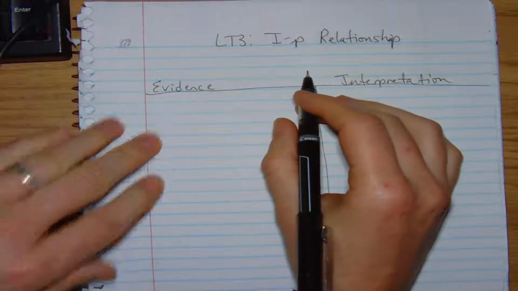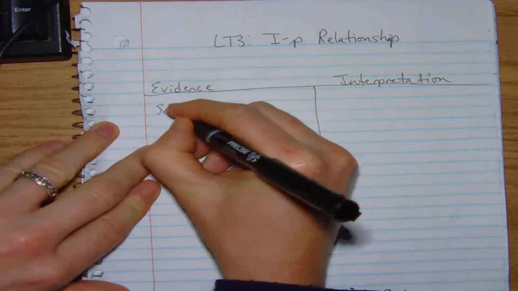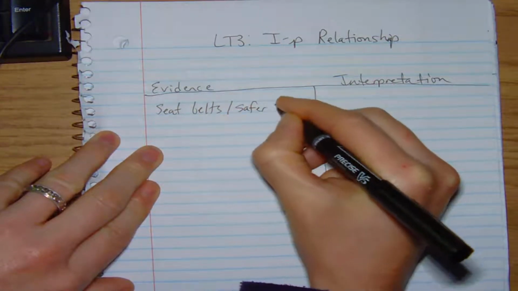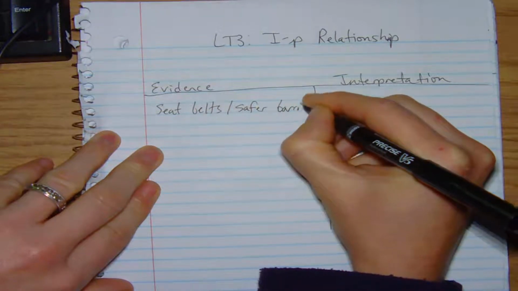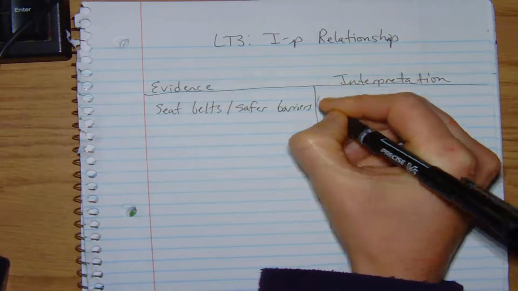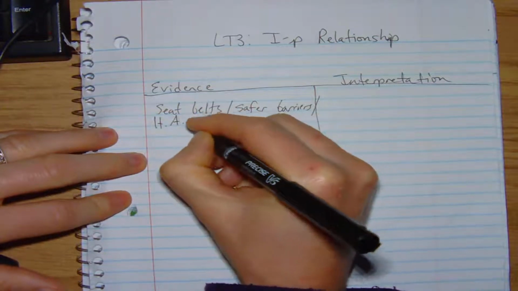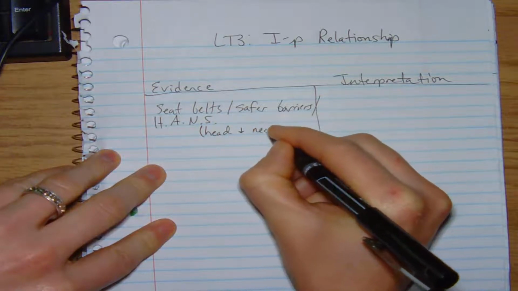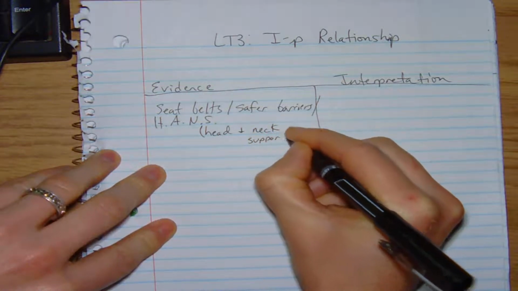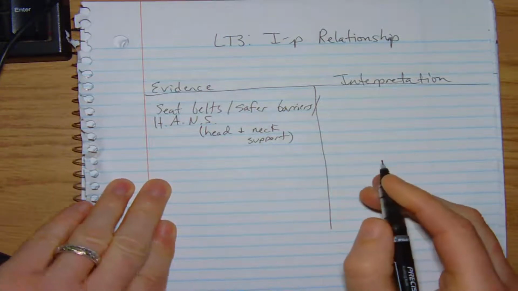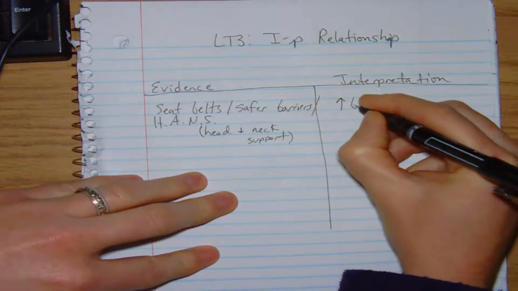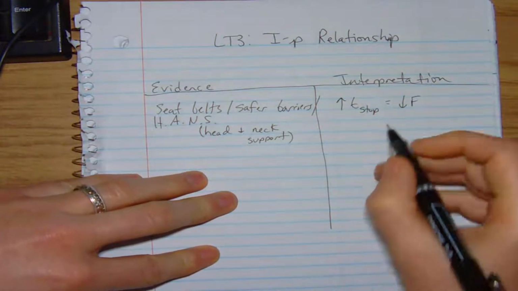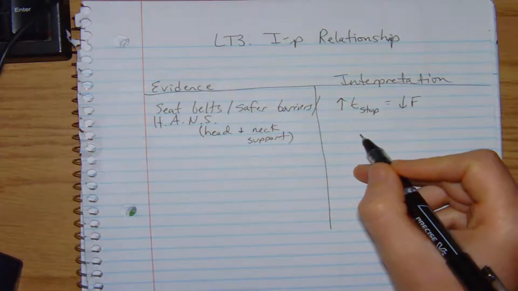So, with this impulse-momentum relationship, the idea behind seat belts, for one, the idea behind the safer barriers that were discussed in the video, the HANS device, remember that stood for head and neck support, all of these work on the same principle. If we can increase that time to stop, we will decrease the force on the car, the passenger, the race car driver, whatever.